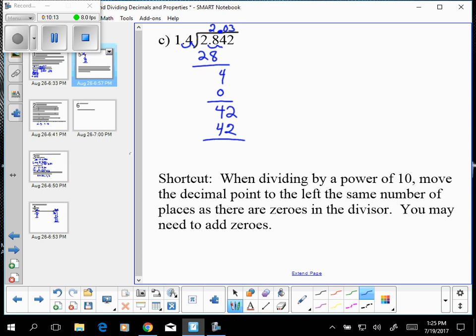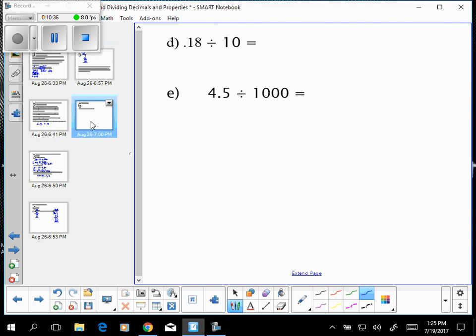One of the other things that's kind of nice when you divide decimals by powers of 10 is that you can actually use a shortcut of just shifting the decimal point however many places to the left as there are zeros in the divisor. Although remember, sometimes, just like with multiplying, you will need to add some zeros. So if we look at example D here, I am dividing by 10, which is 1 0. So I'm going to move my decimal point one place. 1 0 equals 1 place.